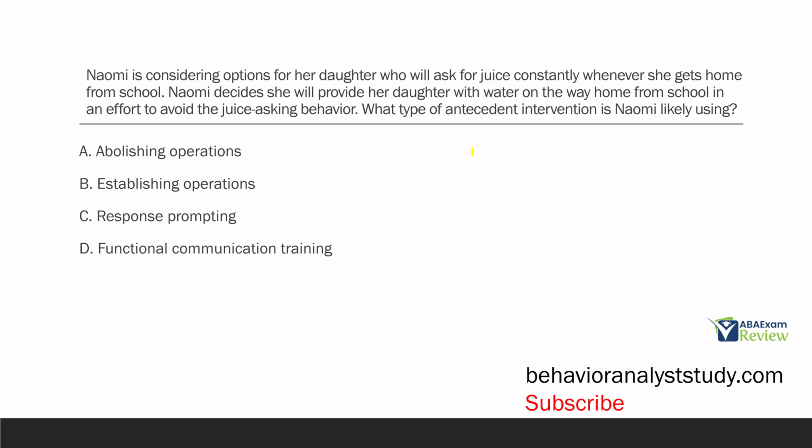Naomi is considering options for her daughter who will ask for juice constantly whenever she gets home from school. Naomi decides she will provide her daughter with water on the way home from school in an effort to avoid the juice asking behavior. What type of antecedent intervention is Naomi likely using? Couple keys here. One, we have an antecedent intervention. So make sure you're picking something that is happening prior to the response. And two, we have to decide, well, what is Naomi trying to accomplish? Well, we know the daughter asks for juice constantly. She gets home. And so now, what does Naomi do? She gives her daughter water to avoid the juice asking behavior.